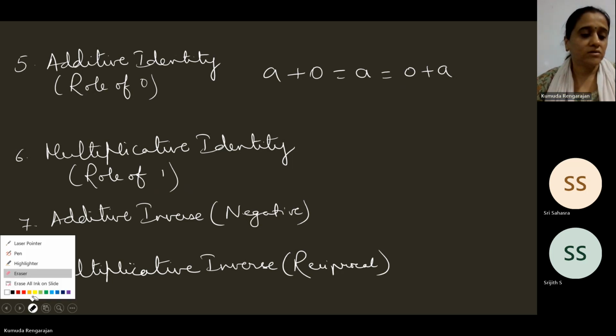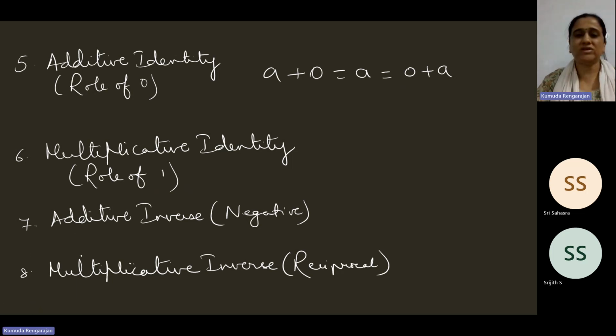In some books, it's called the role of 0. But in general, you should know this term also: additive identity. Now, multiplicative identity, or in some books, it's written as the role of 1.